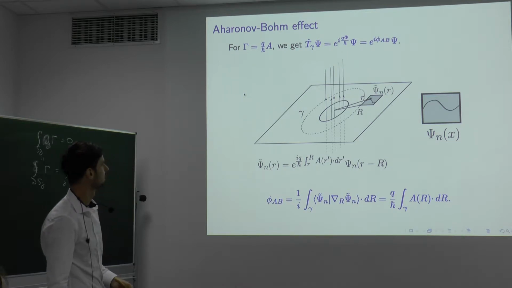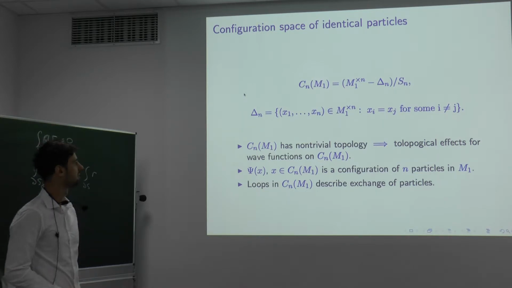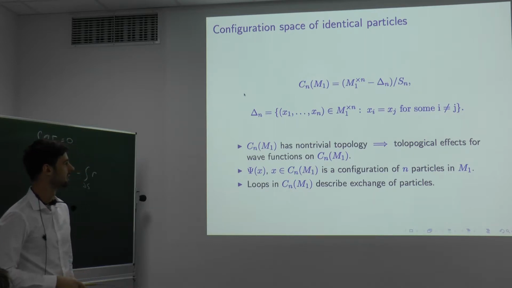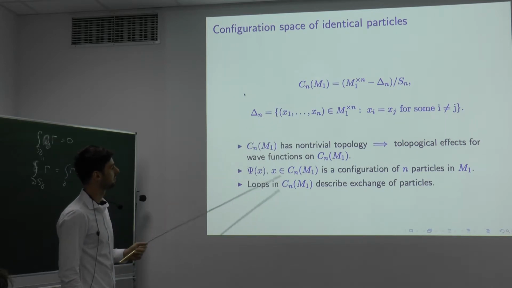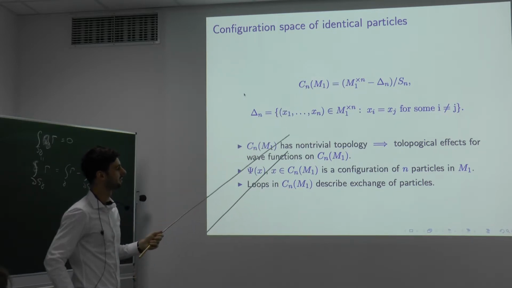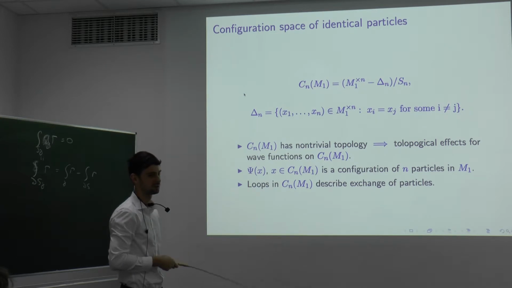So this is just one particle example. The idea to explore these phenomena further is to consider an object called the configuration space of identical particles, and this has non-trivial topology. This space is constructed in the following way. Normally, classically, when you have a number of particles, each placed in some space M1, then in the standard approach, what we take as a configuration space of those particles is just the Cartesian product of the one particle spaces.